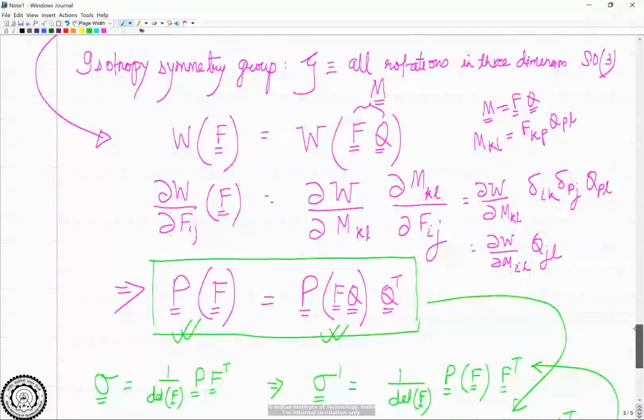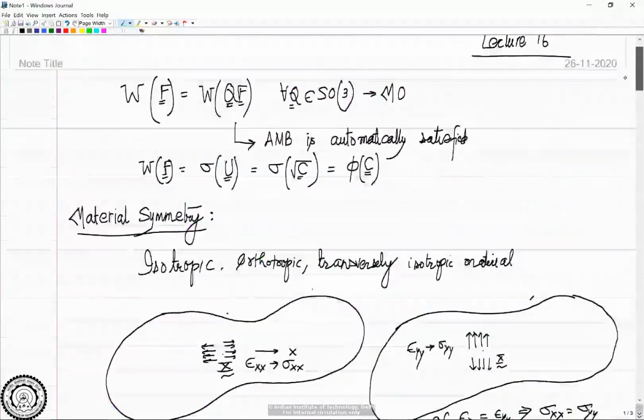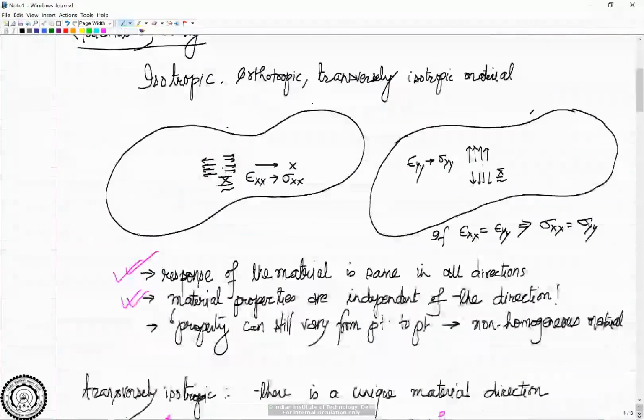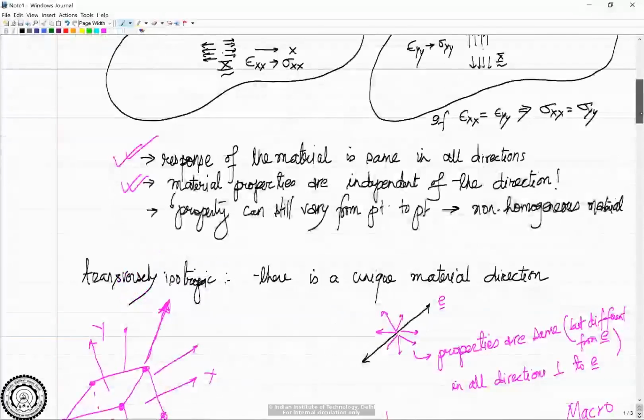Something that we started with initially. Can you recall that here we're trying to compare sigma xx, sigma yy, and we said that if epsilon xx and yy are same, then sigma xx will be equal to sigma yy. So you get the same stress tensor.